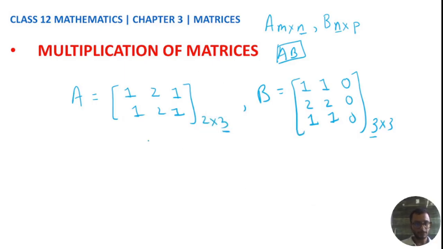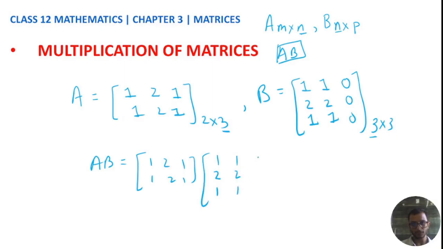Okay, so what will be A into B? Now our task is to find A into B. That is 1, 2, 1, 1, 2, 1, 0, 0, 0. So what you do is you pick first of all one row, suppose the first row, and you should multiply it with first of all the first column.